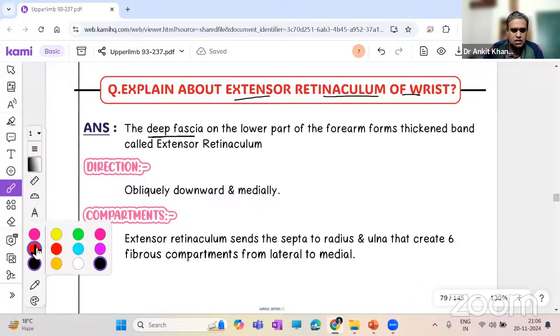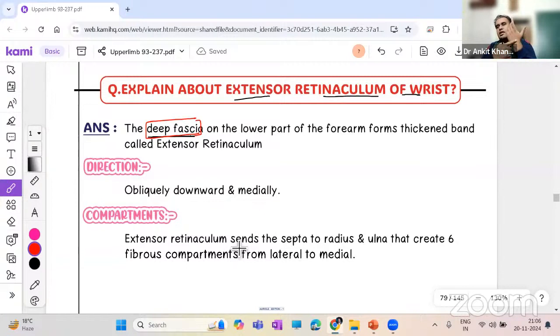Okay, this is the deep fascia. Color might not be working, but don't worry. Okay, so these are the retinacula. If you look at the extensor retinaculum over here and see which tendons are passing beneath it, we actually get a good idea of what all the extensor tendons are. The deep fascia on the lower part of the forearm forms a second band known as the extensor retinaculum, which passes obliquely downward. And actually, what happens in the case of the extensor retinaculum is that it sends septa and divides the whole region deep to the extensor retinaculum into 6 compartments.